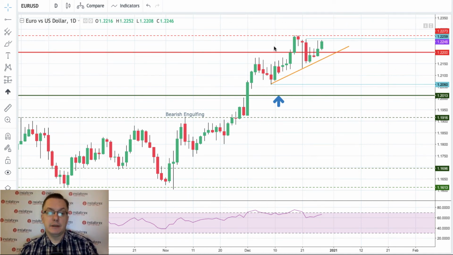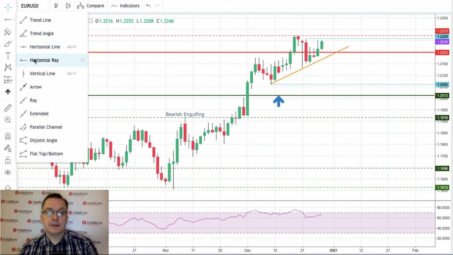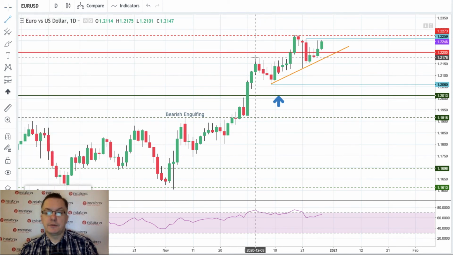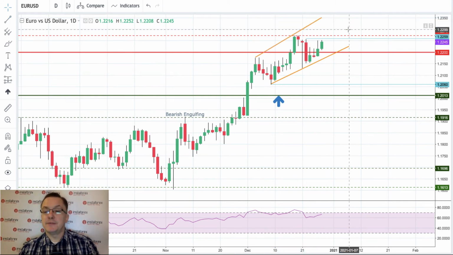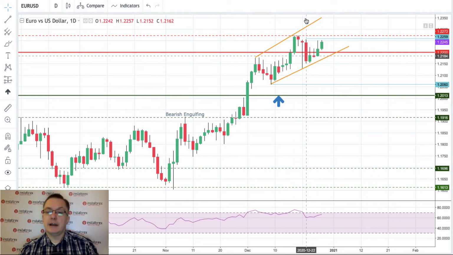It might be making some sort of, let me just point it out, kind of a broadening wedge pattern. It might, but it's a very rare pattern, so it's kind of tricky right now to really get this scenario as a main one. But still, it can be kind of a broadening wedge pattern.